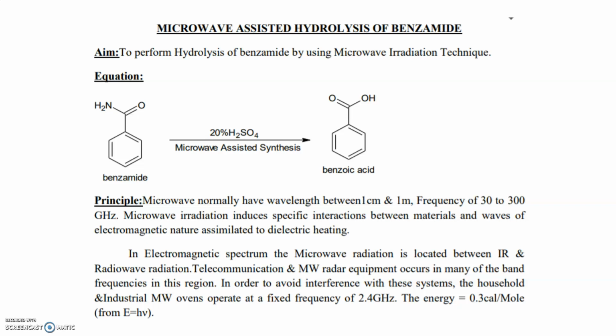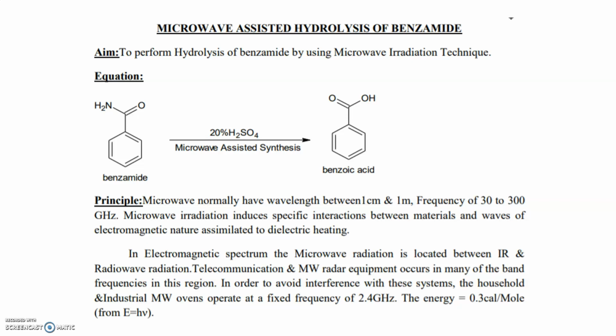My friend, the aim of this experiment is to perform hydrolysis of benzamide by using the microwave irradiation technique. You can see here the chemical equation. In the reactant, you have benzamide and 20% sulfuric acid under microwave assisted synthesis. Then you will get benzoic acid. So it is the conversion of CONH2 to COOH.